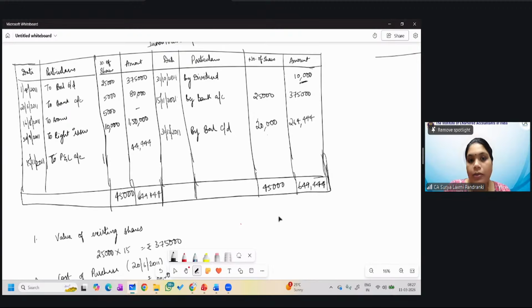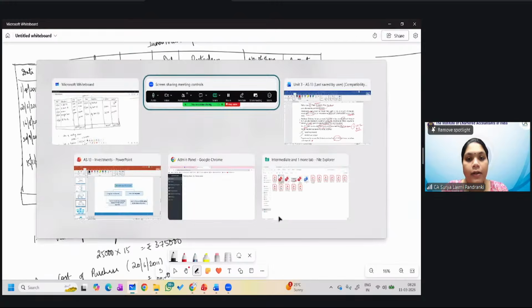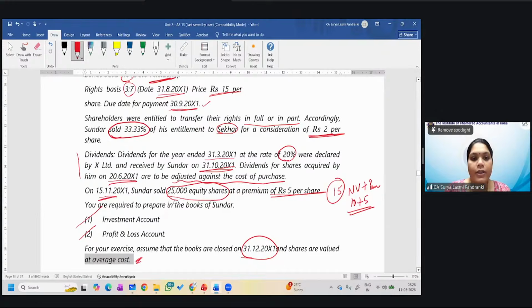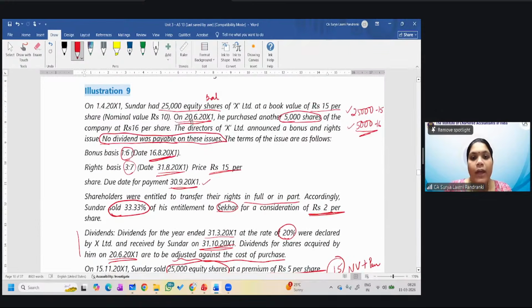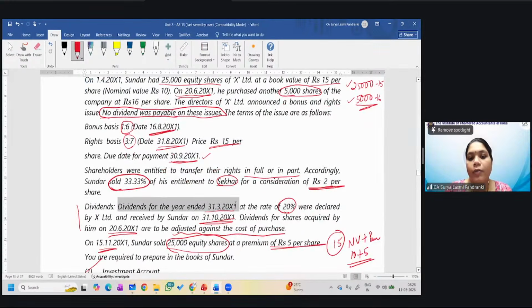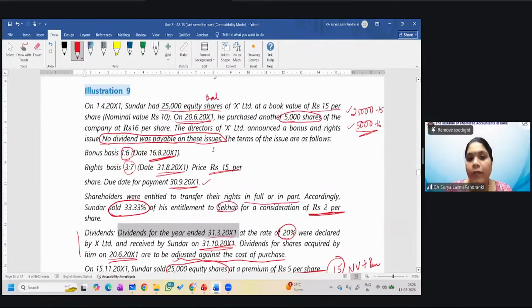Ma'am, investment: in what circumstances can we adjust the dividend against the cost of investment? Mostly in this question, why this happened is because, if you see the question here, we have purchased these shares in 2011. Dividends for the year on 31st March 2011, correct? And when did you make this purchase? After the dividends were declared. Is that clear?